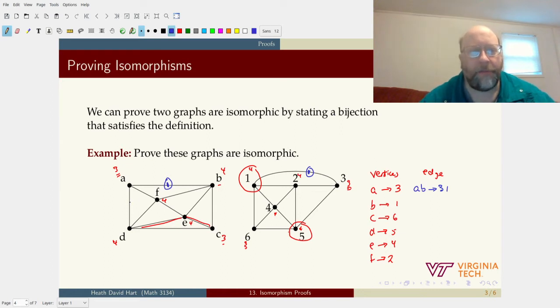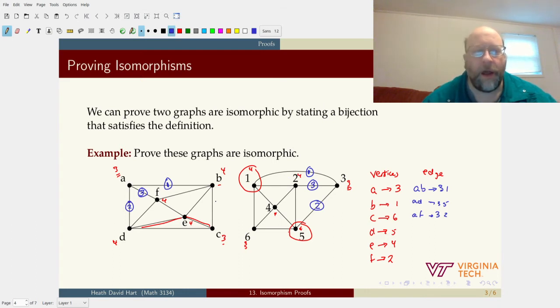All right, I have an edge down here from A to D. A to D will go from 3 to 5. And that will be this edge here that goes from 3 to 5. All right. My third edge is going to go from A to F. A goes to 3, F goes to 2. So 3 to 2 is going to be this edge here. So far, so good. Haven't missed anything yet.